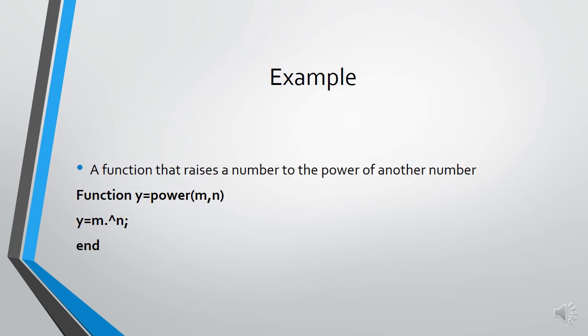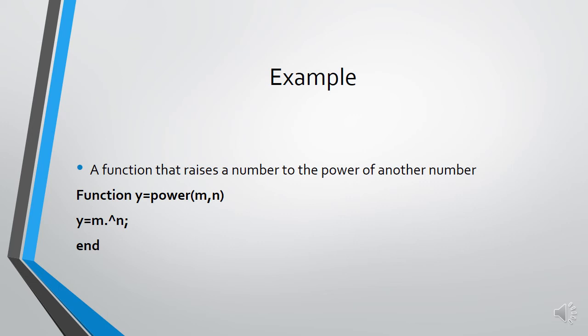Let's do an example. We want to do a function that raises a number to the power of another number, e.g. 2 to the power 2. But you want it to be able to compute even for 3 to the power 10, 400 to the power 20. So you are going to define your custom function, which in this case, we know its output is going to be y, and the name of the function we have called power, and its inputs or arguments are m and n, the 2 numbers that we want to compute the power of. So that's how we declare the function on the first line.